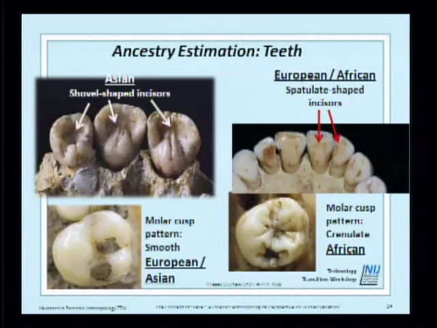Some of the other things that we can look at are dental morphology. The one on your upper left, shovel-shaped incisors, generally associated with Asian, Native American, Hispanic if you have indigenous ancestry. European and African generally have a spatulate type incisor. We see a crenulated molar pattern in African populations and a smooth cusp pattern or Y4 pattern in European populations.